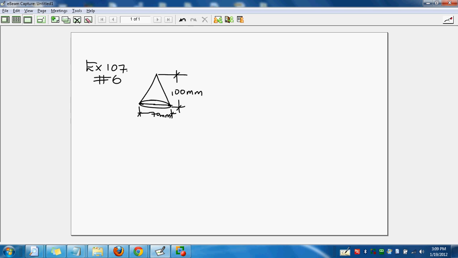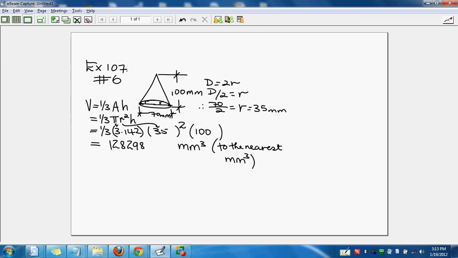Okay, so we just have to put that into the calculator, and the answer we would get would be in millimeter cube, because the volume unit is always equal to the length unit cube. So when you do this calculation, you should get 128,298 millimeter cube to the nearest millimeter cube when you do that rounding off. Okay, so that would be number 6.